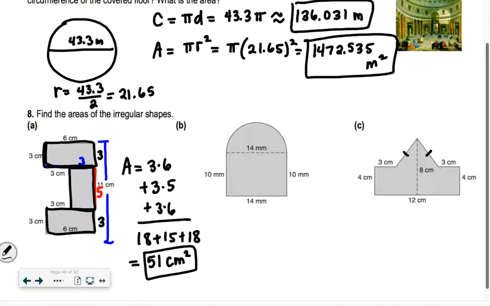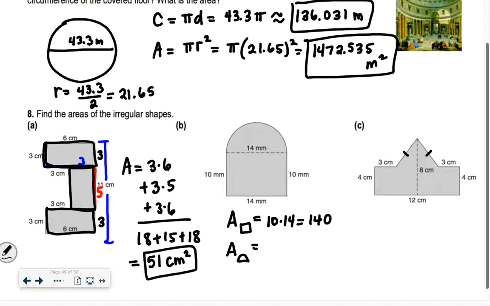Okay, so the next one. We have a rectangle. Sometimes I like to piece it out. I like to say, the area of the rectangle and the area of the semicircle. So I draw little subscripts, like A subscript rectangle, A subscript semicircle. Okay, so how about the area of the rectangle? That's going to be 10 times 14, which is 140, right? So we got that. Done.